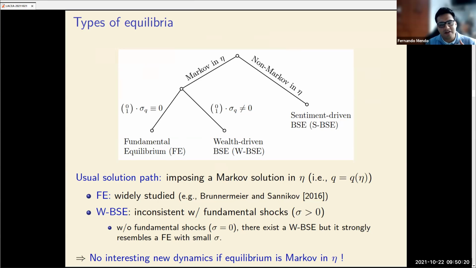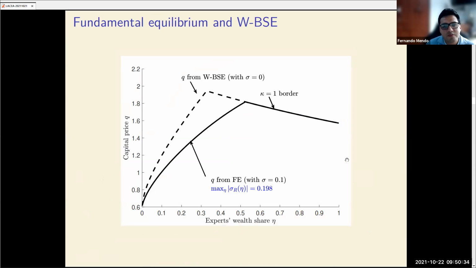So we're going to have to take a different route in order to generate interesting results and interesting dynamics, and that's what we're going to call the sentiment-driven Bayesian-Sunspot equilibrium. But first, let me remind you a little bit how these solutions look in the literature.